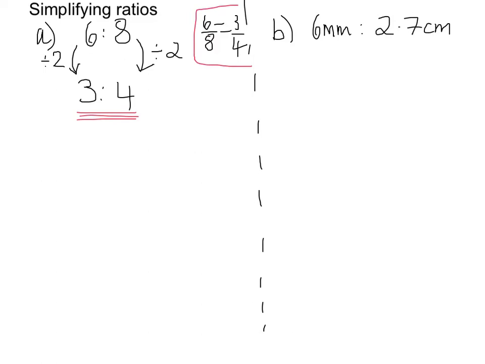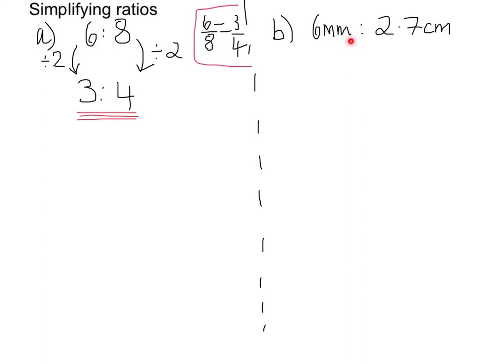Okay, so example B is a little bit trickier in that this time we've got units, and we've got different units on each side. So this is in millimetres and this is in centimetres. So before we simplify this, we need to write this ratio so that both numbers are in the same units, or else we can't simplify it. So what we normally do is simplify it to the smallest unit.